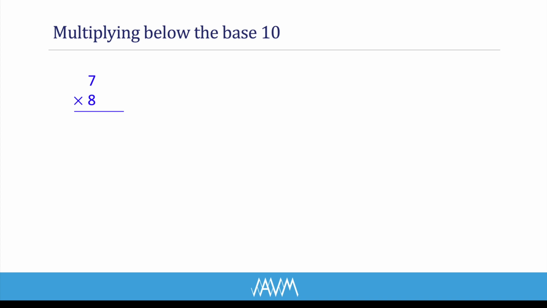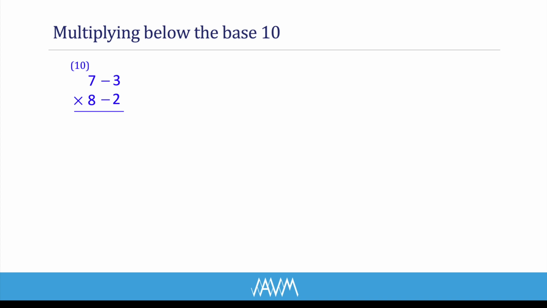7 times 8. Now both of these numbers are close to 10, so 10 is the base. And we look at the deficiencies of the numbers to be multiplied. So the deficiency of 7 is 3, and the deficiency of 8 is 2. It doesn't mean 7 minus 3, it means that 7 is less than 10 by 3. So that's the meaning of these minus signs, and these will come into play later on.